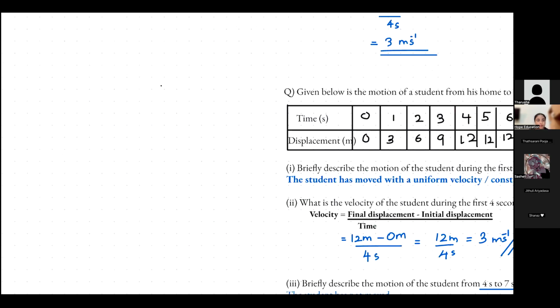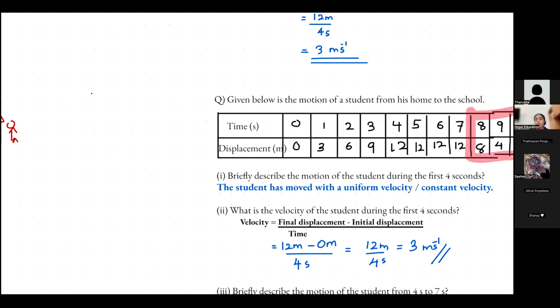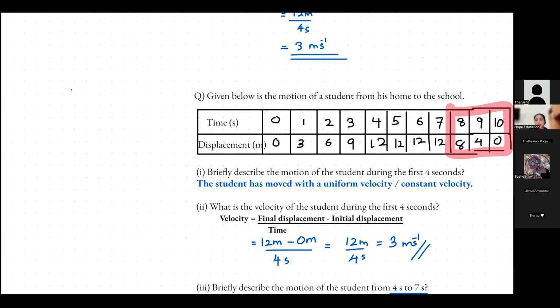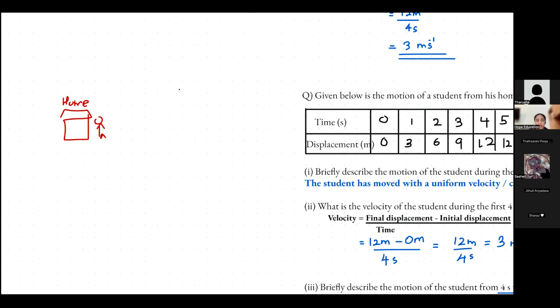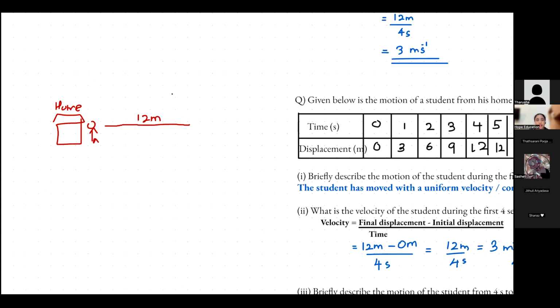Here is the child, from his home to school. This is the home. From 0, 1, 2, 3, 4, until the fourth second, his displacement increases, right? He goes 3 meters in the first second, then 6, 9, 12. So he moves 12 meters within 4 seconds. 12 meters, and that takes 4 seconds.